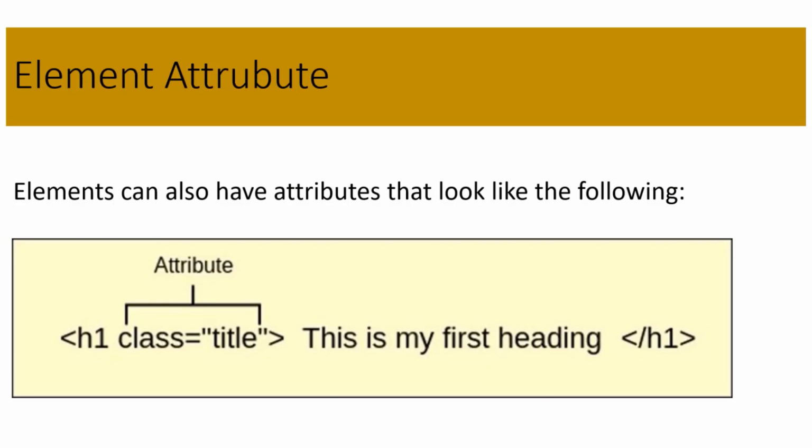Element attribute. Elements can also have some attributes that look like the following. In this current image, I am showing the syntax. How can we add an attribute into a particular tag? But what do you mean by attribute? An attribute contains extra information about the element that doesn't appear in the actual content. Here, class is the attribute name and title is the attribute value. The class attribute allows you to give the element an identifier that can be used later to target the element with style information or other things.